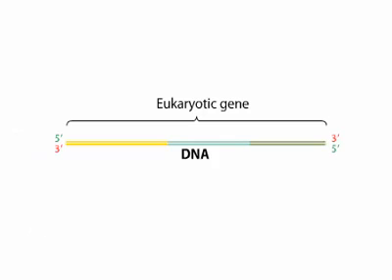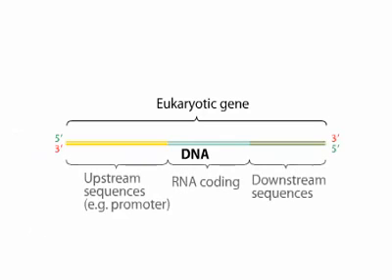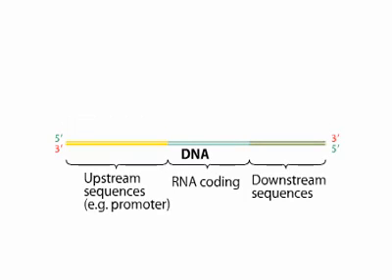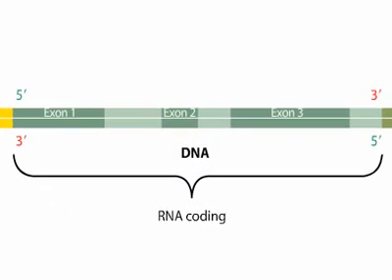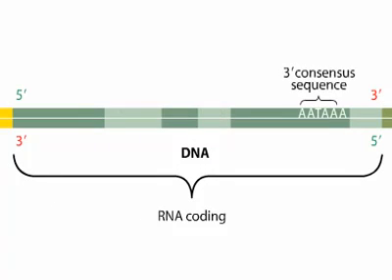A eukaryotic gene is composed of upstream sequences such as the promoter, the RNA coding region, and downstream sequences. Many RNA coding regions consist of coding regions called exons and non-coding regions called introns. Many genes also contain a 3' consensus sequence.